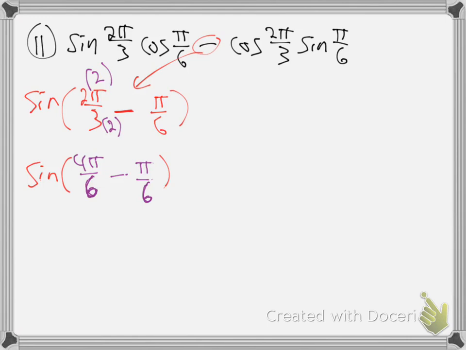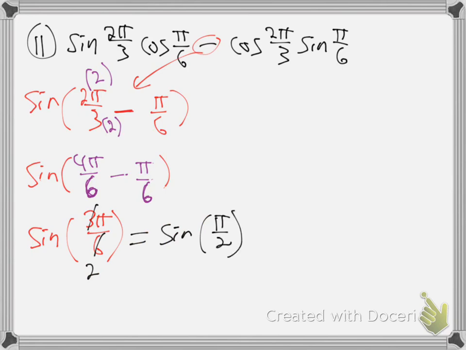And so then that's what? That is sine of 4 pi over 6 minus pi over 6, which is 3 pi over 6, which is pi over 2, right? You just reduce that fraction. 3 goes into 6 2 times. So that is sine of pi over 2. And that would be like a 90-degree angle, right? Exactly. So we can go find that one easy. Everybody good to hear so far?